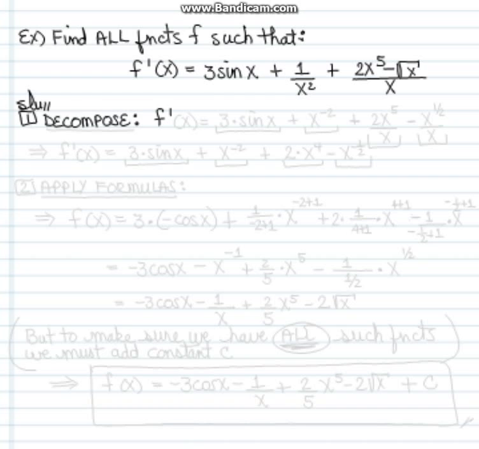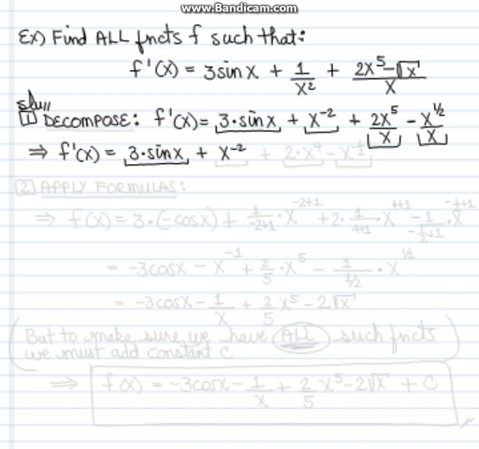First step, we will decompose this given function into pieces. 1 over x squared can be written as x to the minus 2. Now let's bust apart the numerator here: 2x to the fifth over x minus x to the 1/2 over x. And we can simplify first. That implies that f prime of x is equal to 3 sine x plus x to the negative 2 plus 2 times x to the fourth when we simplify, minus x to the negative 1/2. Okay, there are our different terms.